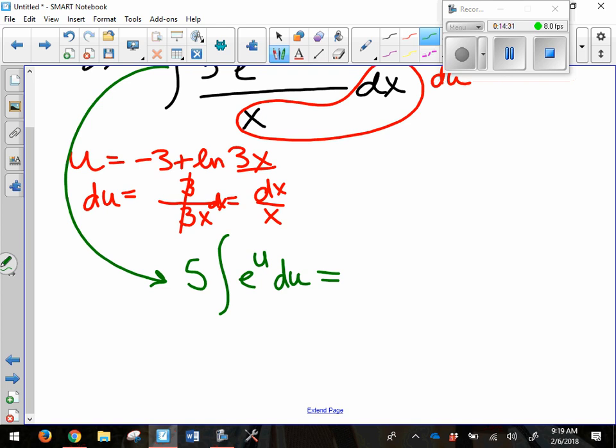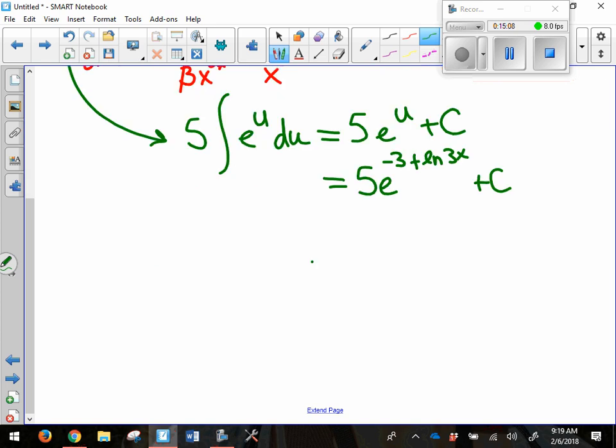And then what do I get when I take the integral of e to the u du? Well, the 5's out there, but I asked you. The answer to the question I asked is e to the u, which is what you gave. We just have the 5. And then what do we have to have, though? Plus c, because it's not a definite integral, it's an indefinite integral. And then what's the last step? I have to substitute back in. So that's going to be negative 3 plus the natural log of 3x plus c.